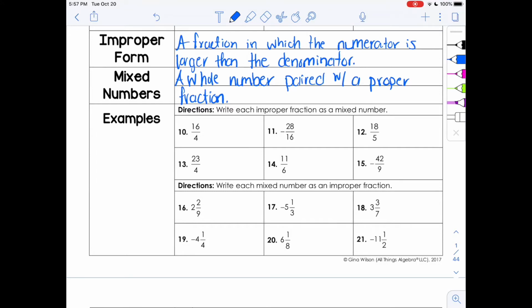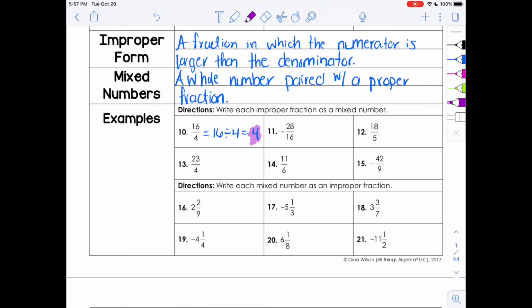So first, an improper fraction of 16 over 4. It's improper because our numerator is larger than our denominator. To change this to a mixed number, we simply divide. And in this case, it would divide evenly into a whole number. 16 divided by 4 equals 4. So 16/4 is equivalent to 4.